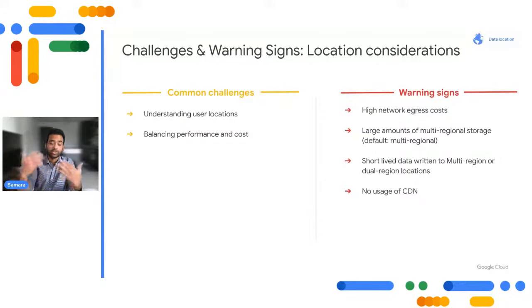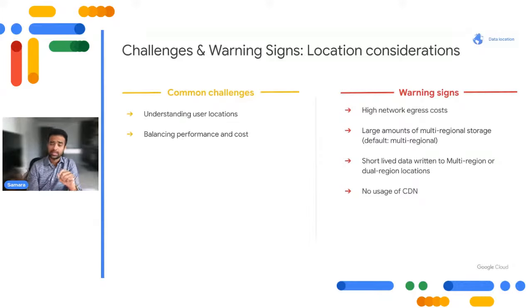So if you see the majority of your bucket types are multi-regional, look and see if it's intentional or unintentional, and if you really need multi-regional buckets. And if you are writing short-lived data into, say, multi-regional or dual-regional, when you really don't need data to be replicated across regions, it might be an optimization opportunity, because multi-regional and dual-regional cost you more since they incur replication charges. So look and see if you really need multi-regional and dual-regional for your use cases.